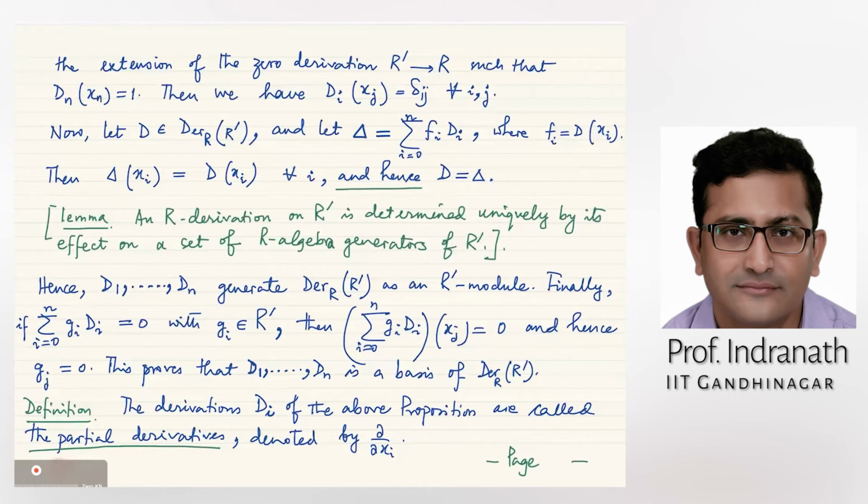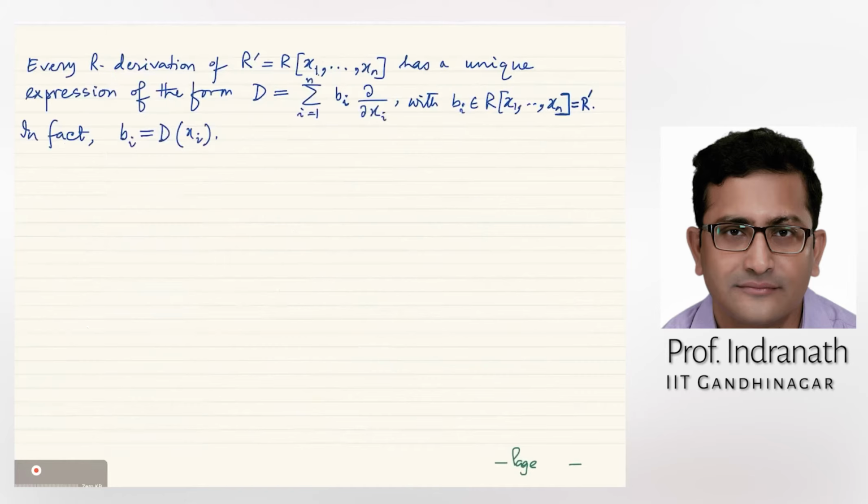If you remember, we called them the partial derivatives, these d_i's, the ones which take x_i to 1 and the other ones to 0, and this is a more common notation for that. Therefore we can say that every R-derivation of the polynomial ring over R in n variables has a unique expression of this form, where the b_i's are polynomials. In fact, these b_i's you can easily evaluate to be d(x_i). So that's what we have about the derivations.